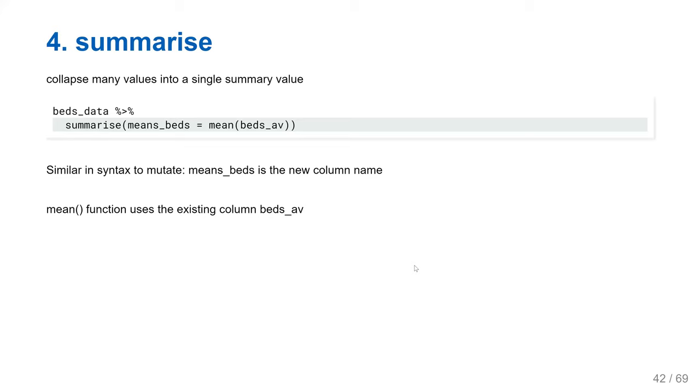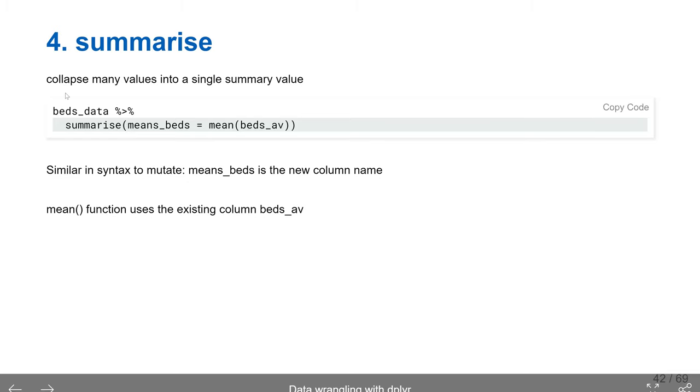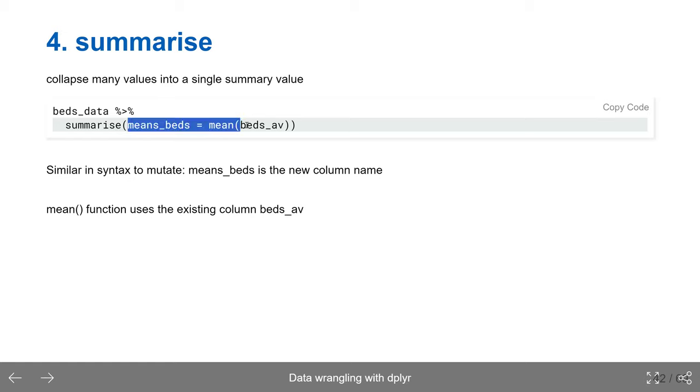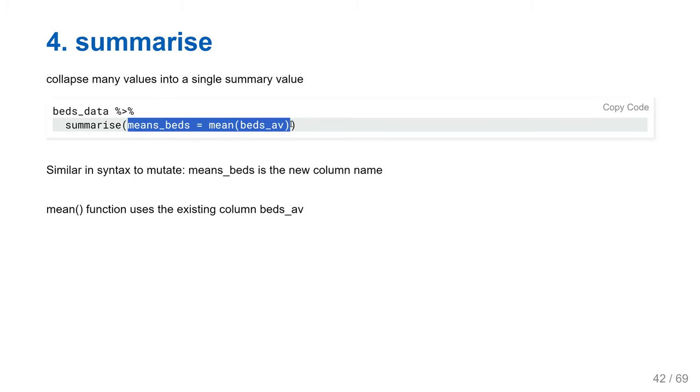Summarize is a bit similar to mutate in that it will also create a new column, but it really cleans your data set afterwards. So it will make the new column and then it will throw away the other columns. So for example, if you were to run this code, means bed equals mean, you would only be keeping the means bed. So it makes a new column and then it dismisses the other ones, unless you specifically tell it to keep them.